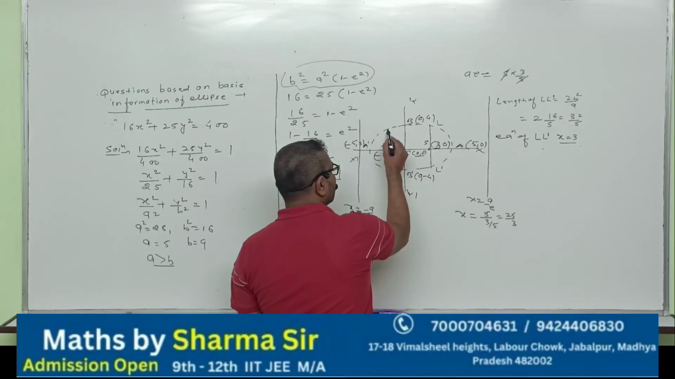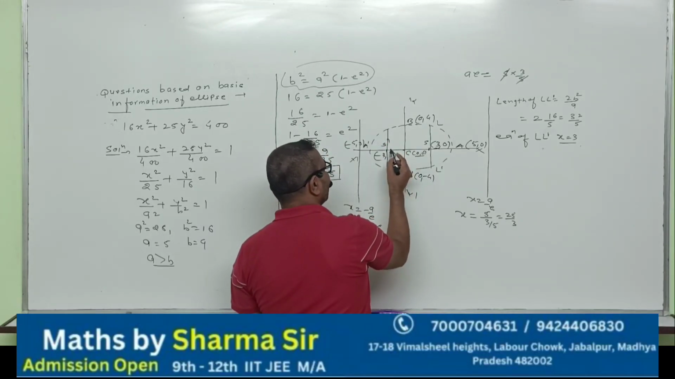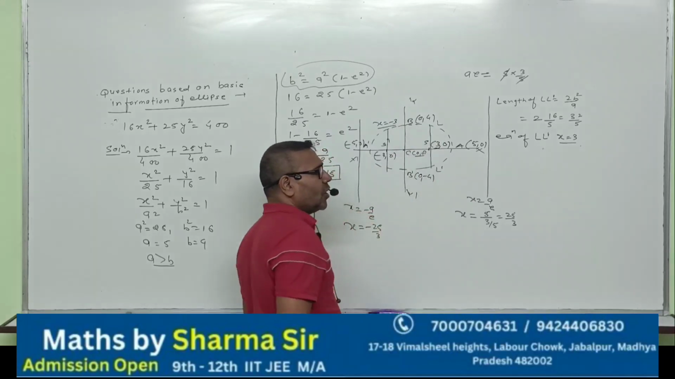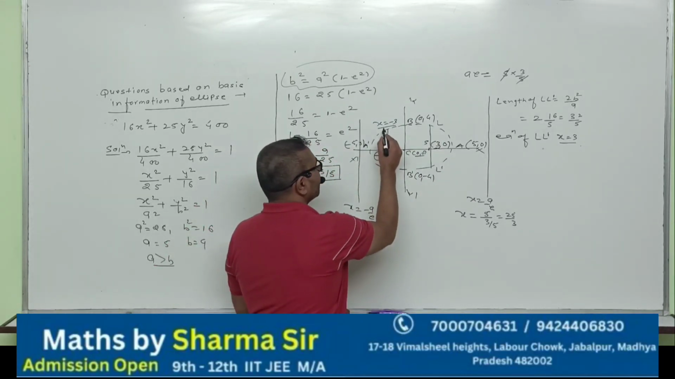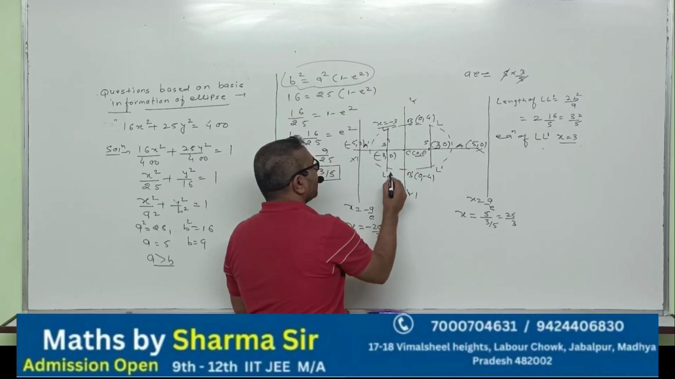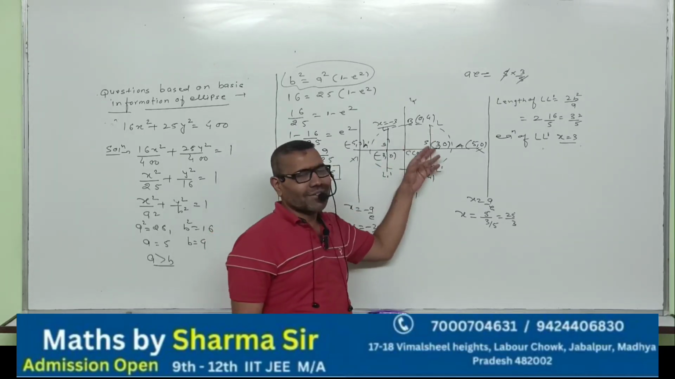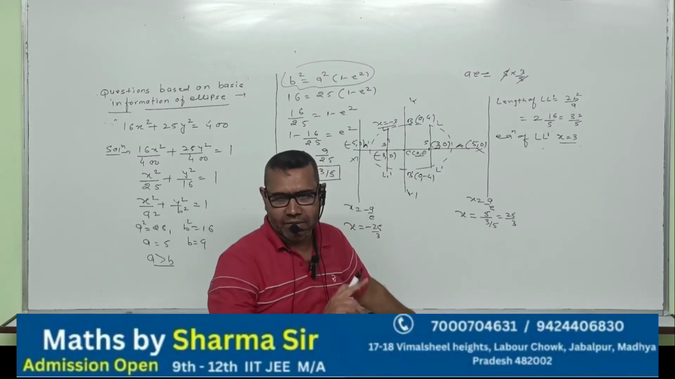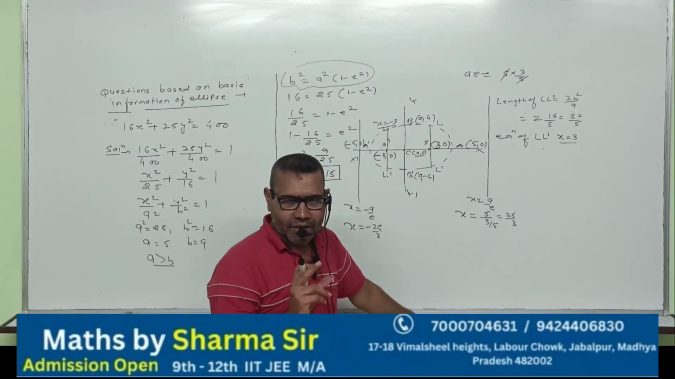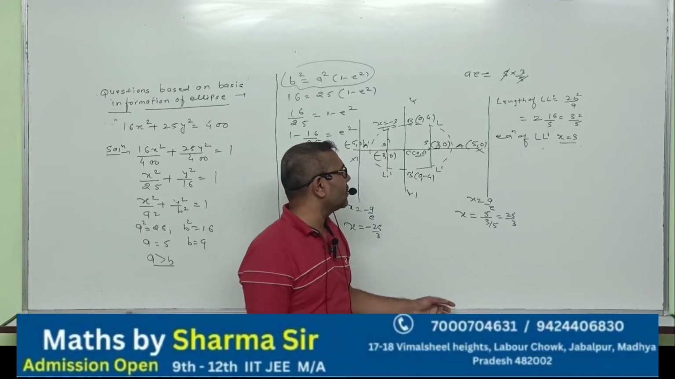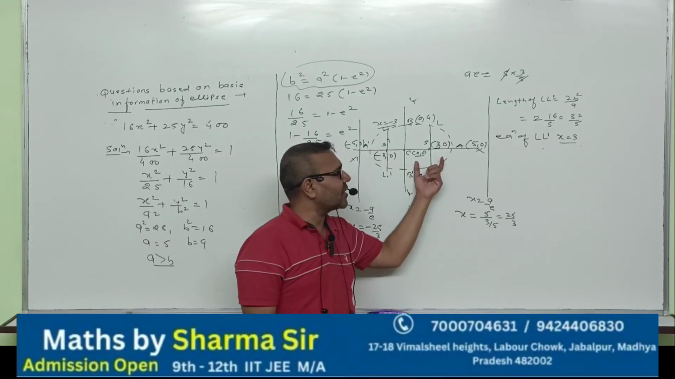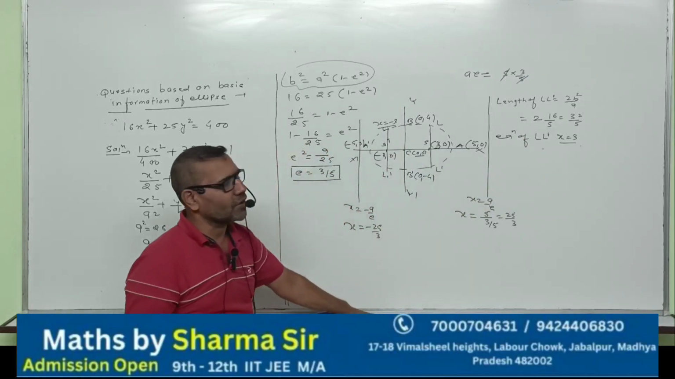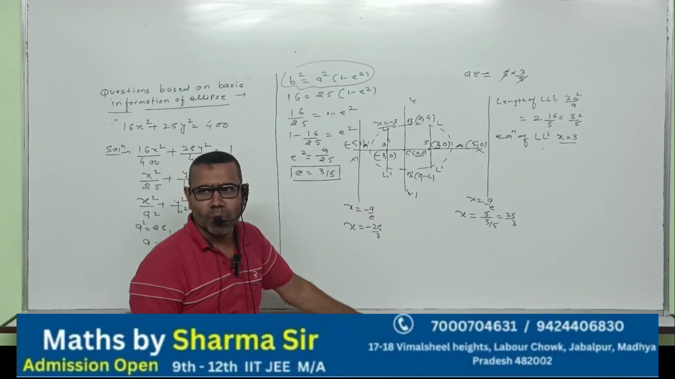And while talking about this latus rectum, this is to the left of the origin, so this is going to be x equal to minus 3. The length of both the latus recta, L1 L1 dash or LL dash, is going to be the same, that is 32 upon 5. But as far as the equation is concerned, the equation of the first latus rectum is x equal to 3, whereas the second latus rectum is going to be x equal to minus 3.